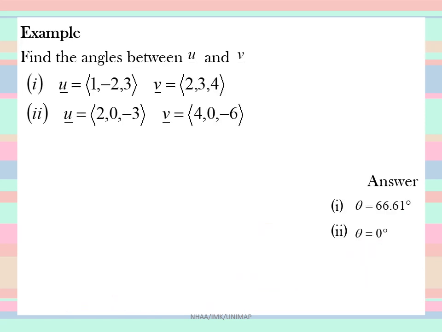Okay, let us proceed to look at the example for the dot product between the two vectors. So here you have vector u and vector v. Here you need to apply the formula of cos theta equals u dot v over the magnitude of u times the magnitude of v, because here you are dealing with two vectors.